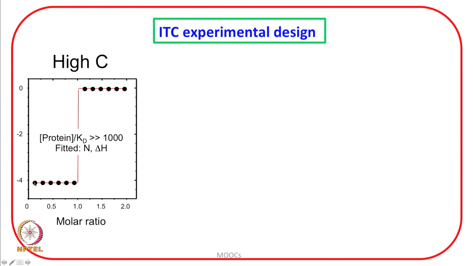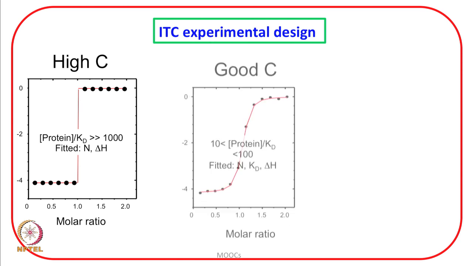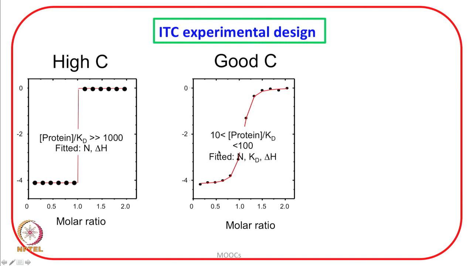This kind of experiment is only good to give an accurate value of delta H, because delta H is the difference between this and this. That is accurately known in this kind of experiment, but the information on K is completely lost. You cannot draw the value of binding constant. C value between 10 and 100: you see, we have a good number of experimental data points and the model also fits nicely. So, therefore, these experimental conditions are preferred. This is a good C value.